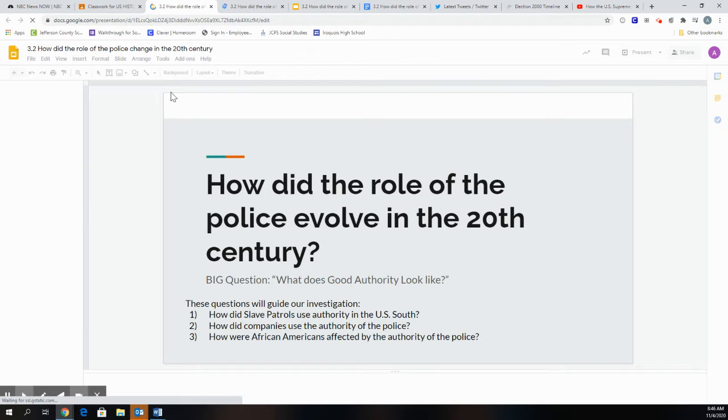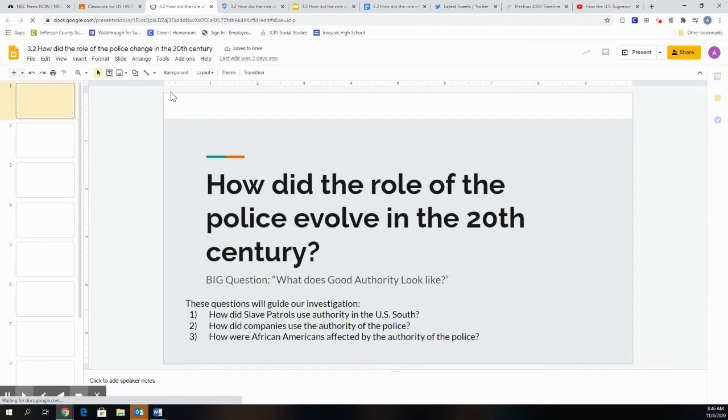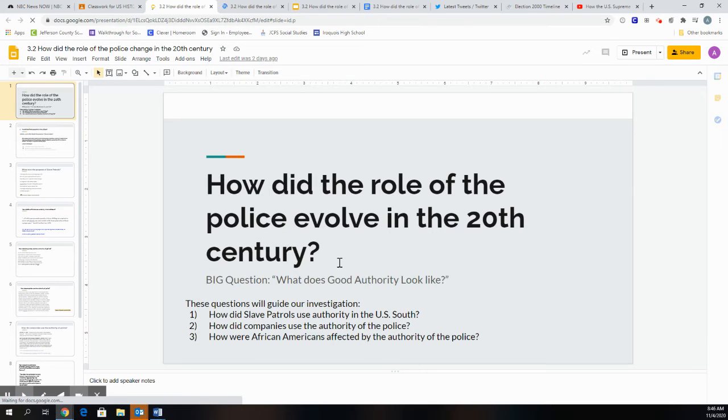How did the role of the police evolve in the 20th century? And just the first bit of clarification, 20th century, that is the 1900s, 1900 to 1999, that was the 20th century. We're currently in the 21st century. So when we're talking about the 20th century, that was the 1900s, just a big reminder.